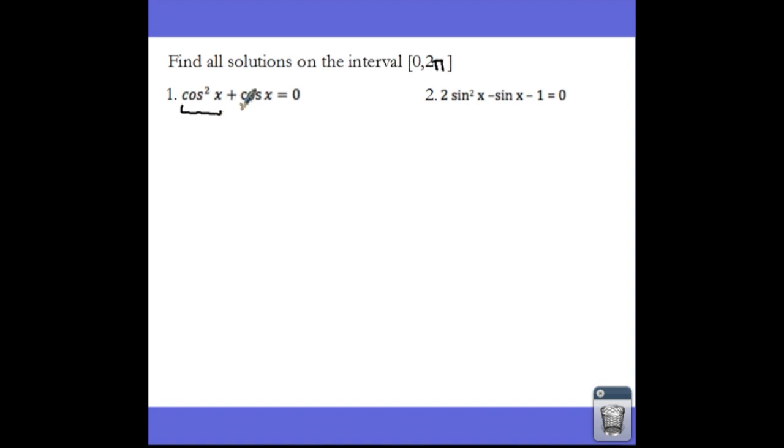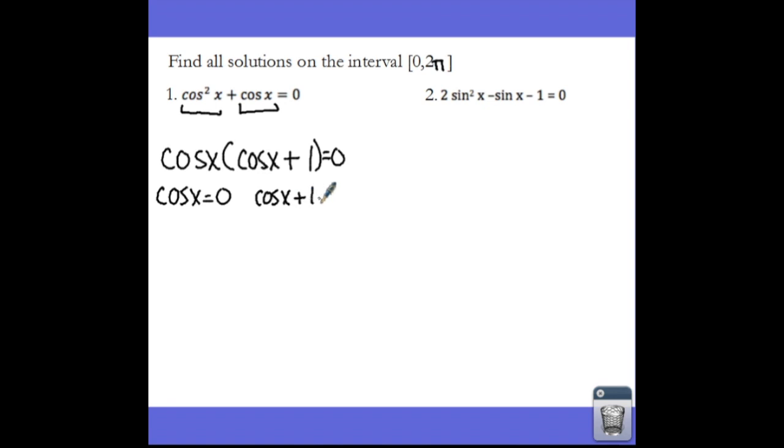You can see that there are only two elements in this equation, and they both have a similar element, cosine. So you can factor out a cosine of x, leaving you with cosine of x times cosine of x plus 1 equals 0. Then you'll set each of those equal to 0, so cosine of x equals 0, and cosine of x plus 1 equals 0. So then you'll subtract 1 just like you would for a normal solving of an equation, and you're left with cosine of x equals negative 1 and cosine of x equals 0.